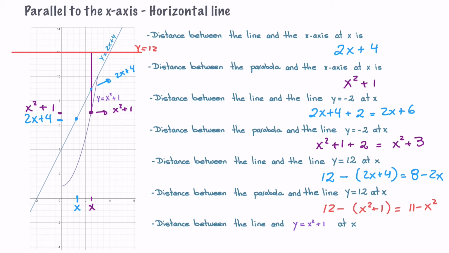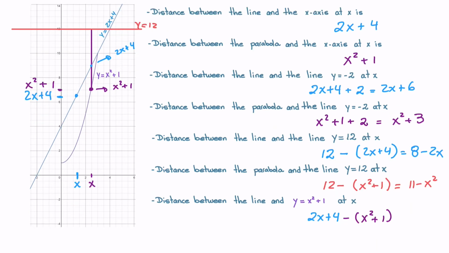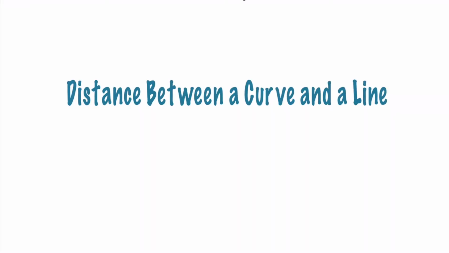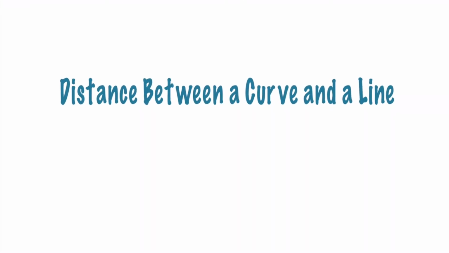So how do you find this distance here? Okay, easy, right? 2x plus 4. So the distance from here to here, and then subtract this distance here. So minus (x squared plus 1). So this distance is going to be negative x squared plus 2x plus 3. We can even do that. Great. So these are distances between horizontal lines and functions. Everything with respect to x.